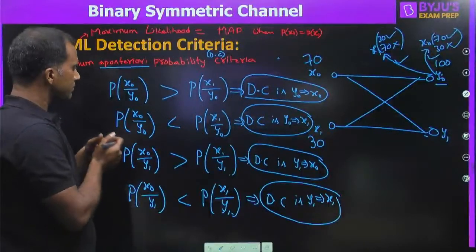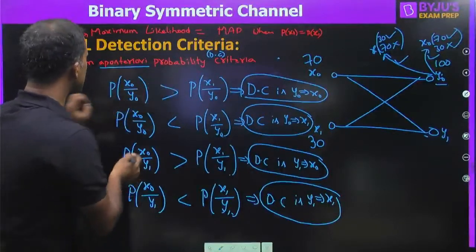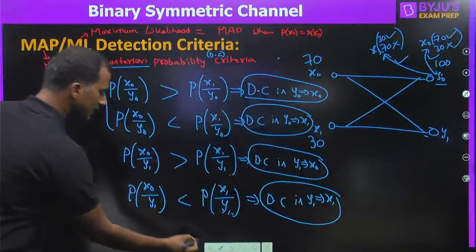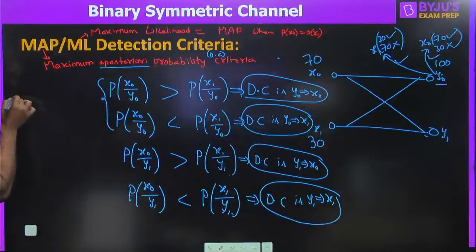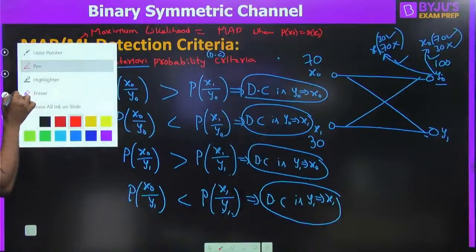So now, we can write these two together. In many textbooks, you might find this kind of relation. So these two together, we can also write like this.